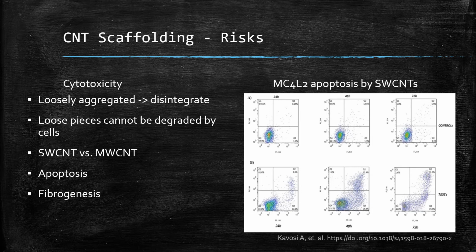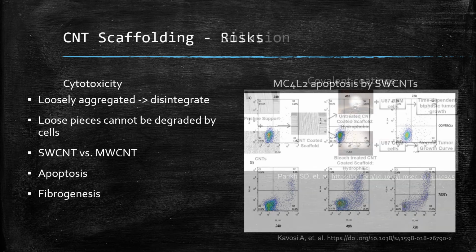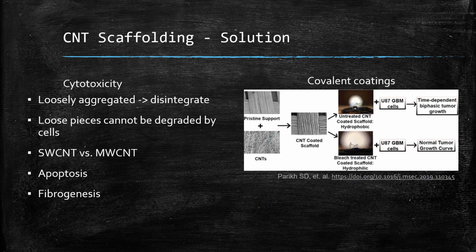In a flow cytometry study of single and multi-walled CNTs, apoptosis on MC4L2 cells in mice, similar results were found between them, with each being capable of up to 65% of cell apoptosis after 72 hours. One solution to this problem that has been explored is to use thin covalently bonded coatings to provide better CNT adhesion. However, until the cytotoxicity issue can be improved, it has mostly been utilized for in vitro studies of cell interactions, such as growing tumors for drug testing.